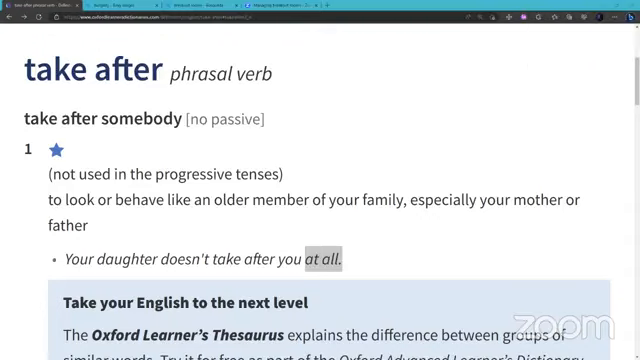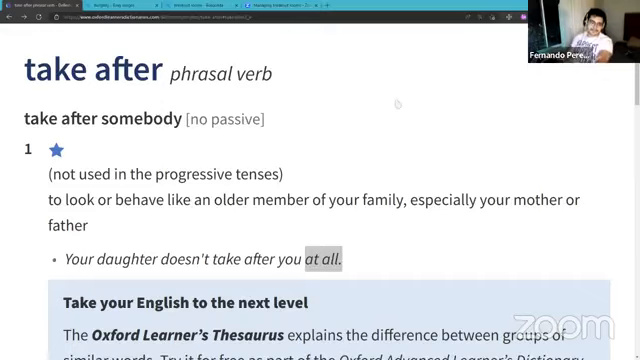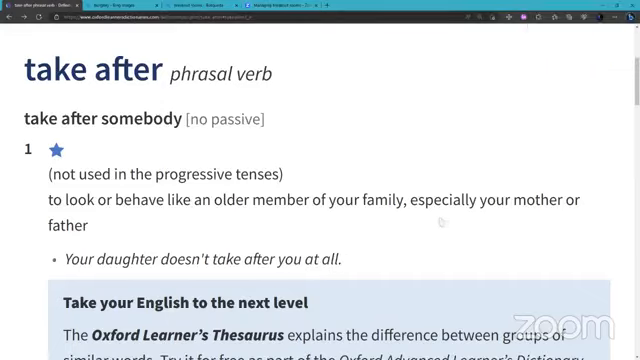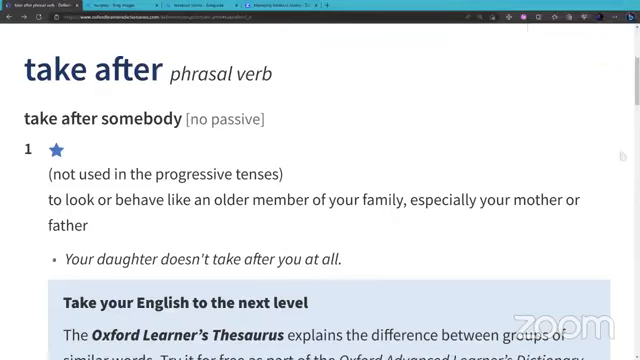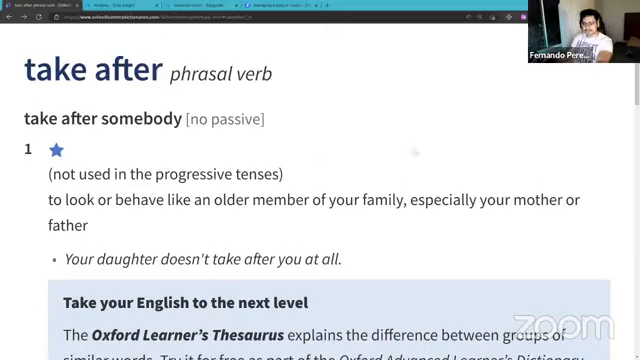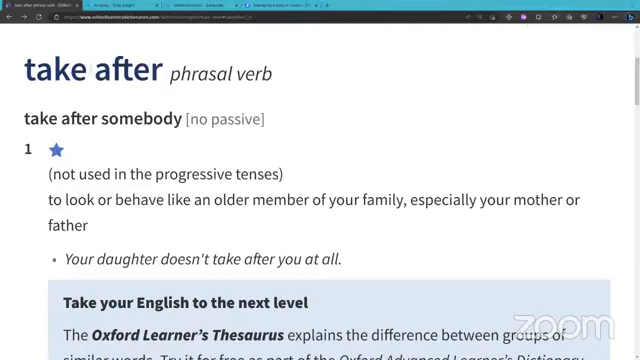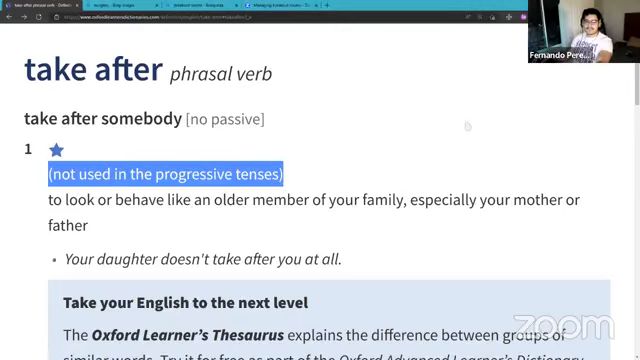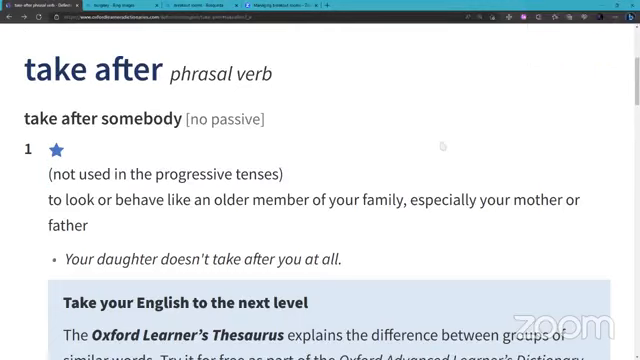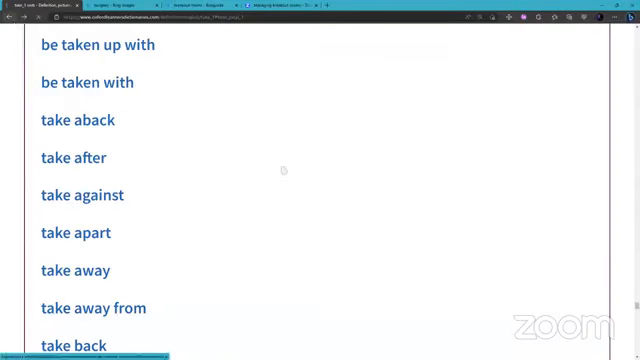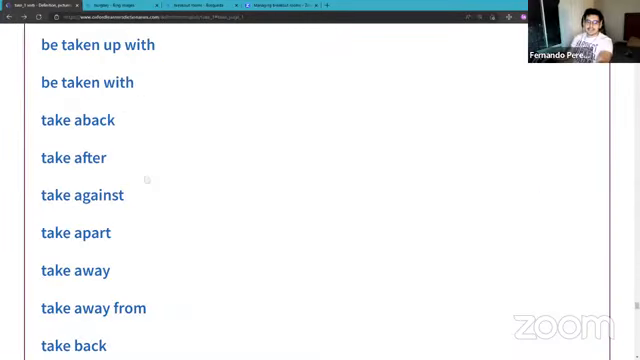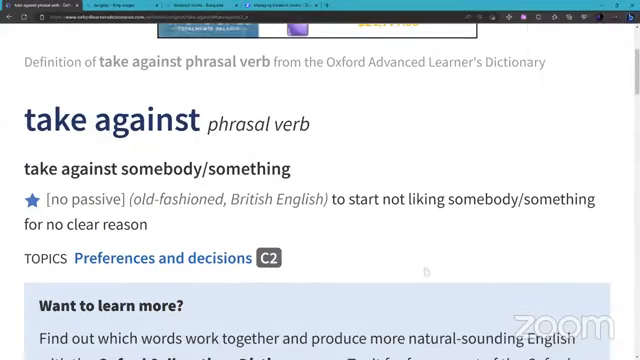So we can say that look like is a synonym to take after. Yes. Just don't use it in the progressive tenses. You can never use it in ing. Okay, that's the one. Take against. Let's see this one. No, this is C2.